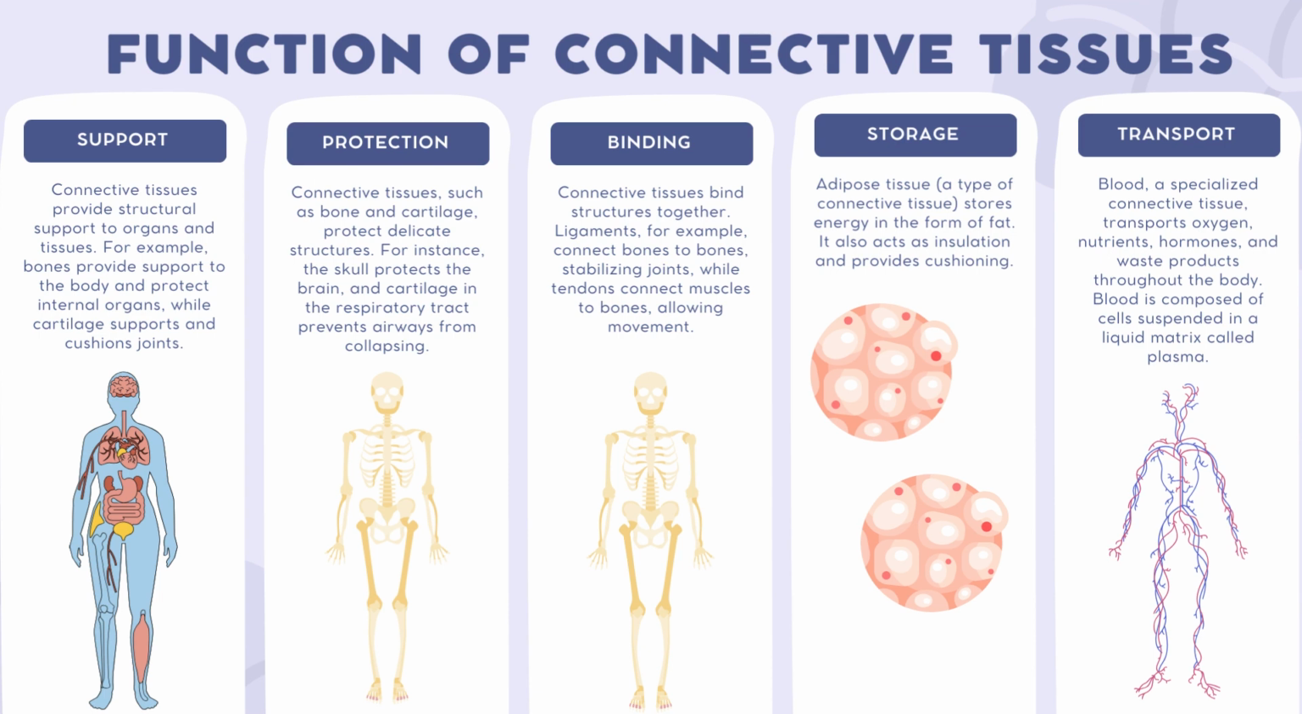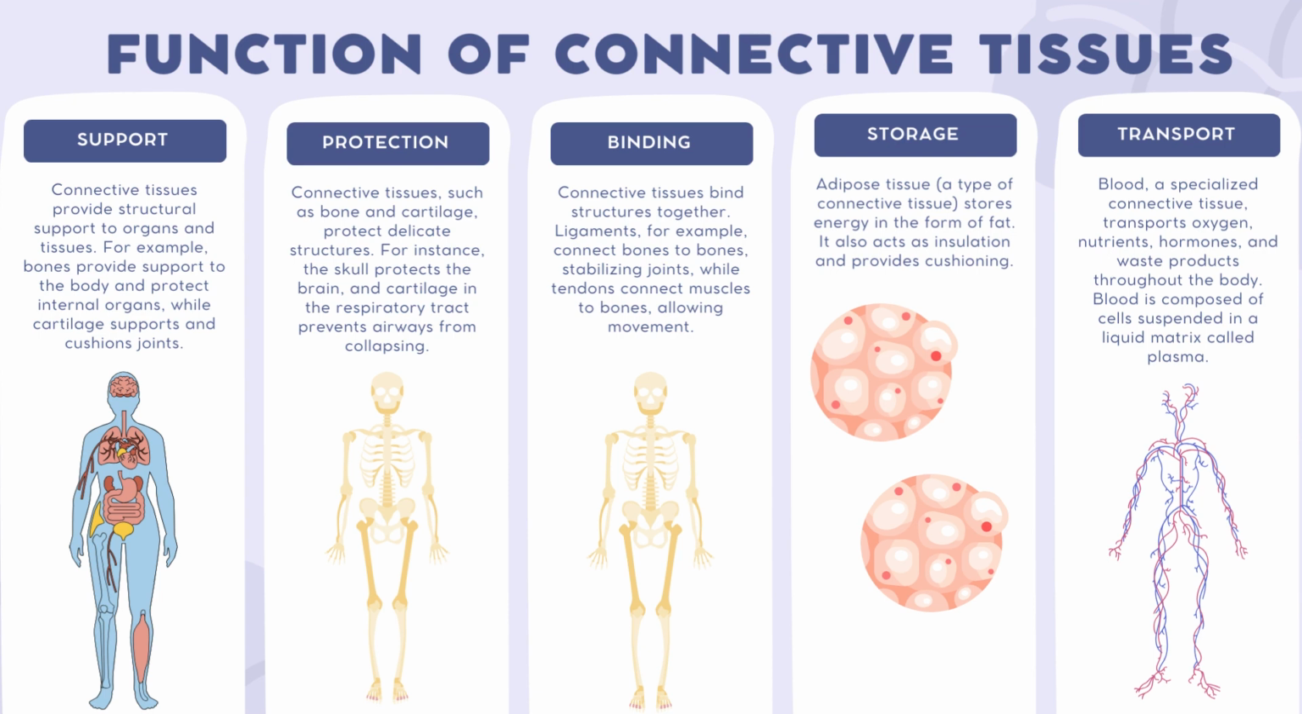For example, bones provide support to the body and protect internal organs, while cartilage supports and cushions the joints. Very, very important, extremely important for us. So we're not snakes, right? We have bones, we have structure, we have form, and our bones are made up of connective tissue that helps to sustain that support and form.